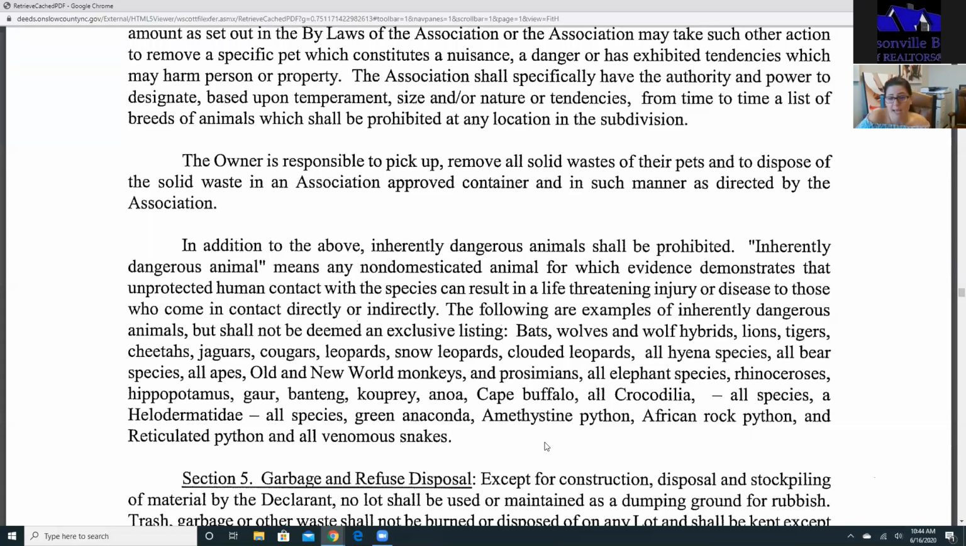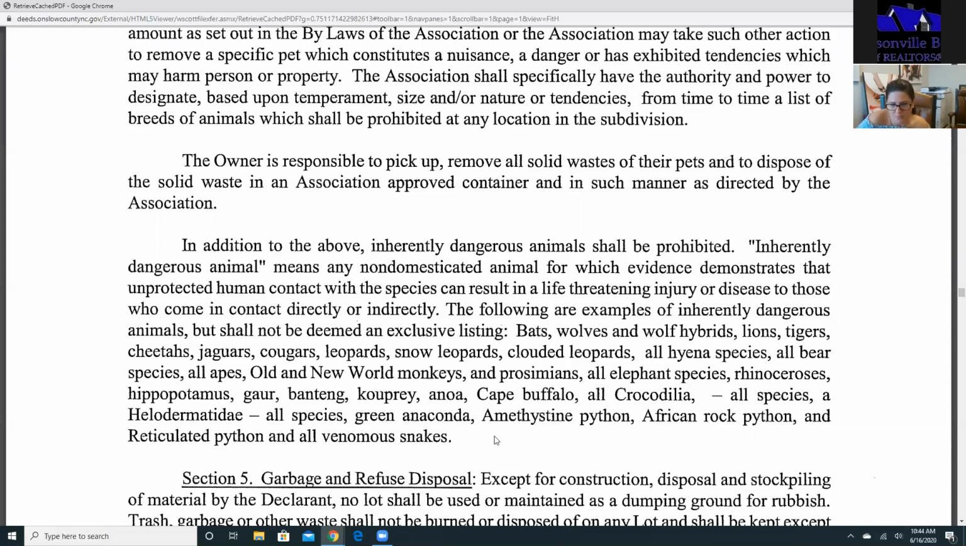And there's cats too. My cat's mean as all get out. But what they're saying in this is that they're not going to list specific dog breeds. They're going to say that you cannot, in this neighborhood, have a dangerous animal. So that means that if your Labradoodle bites a child or displays dangerous behavior, the HOA can term it an inherently dangerous animal and they can go through their system of trying to remove that animal from the neighborhood.